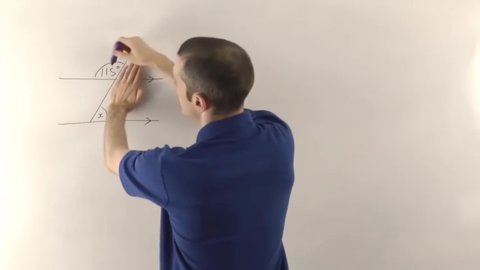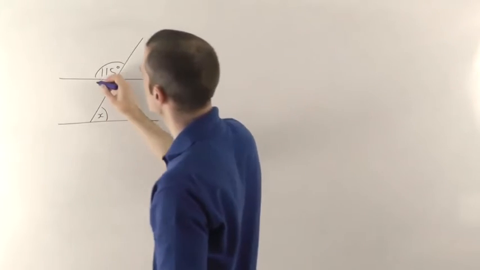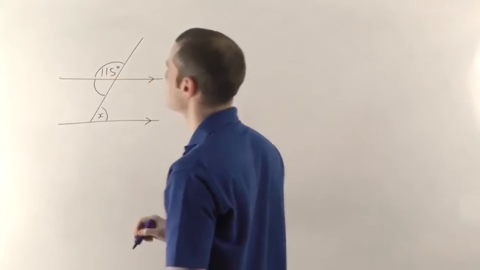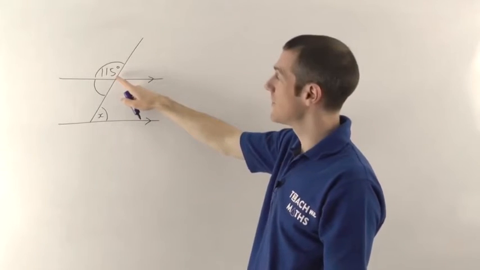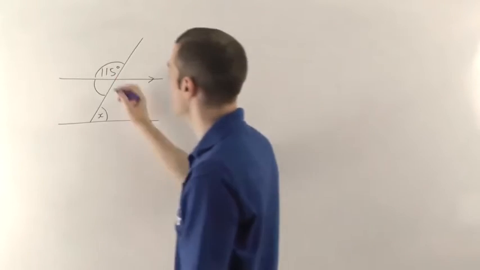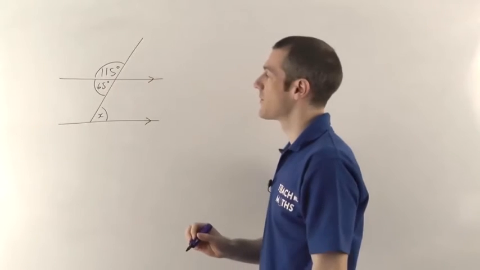Again, you've got a straight line. Those two angles will add up to 180. So we can work out what this angle is. So in this case, 180 degrees minus 115 is going to give you 65. So that has to be 65 degrees.